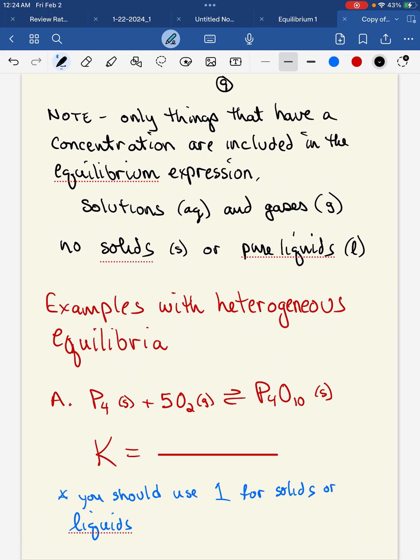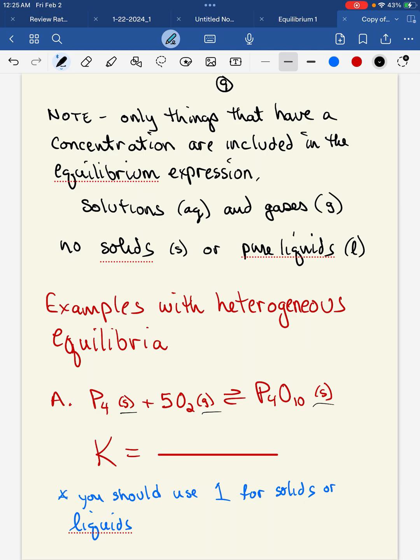And the only thing we are including are things with concentrations, things that can be measured in terms of moles per liter. So only solutions and gases, aqueous solutions and gases, no solids or liquids. So far, all of the ones that we did, those A, B, and C, were all homogeneous equilibrium. Everything was a gas, everything was a liquid, or everything was either a gas or an aqueous. I believe they were all gases. Sometimes they're not that way. Sometimes you'll have multiple different states of matter, like on this letter A. We've got some solids, and we've got a gas, so we're only going to include the gas.